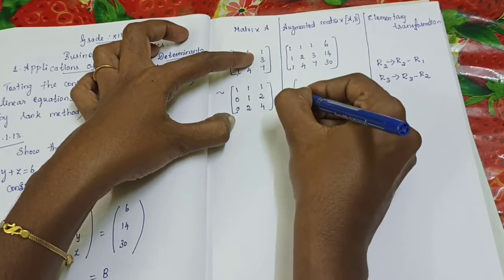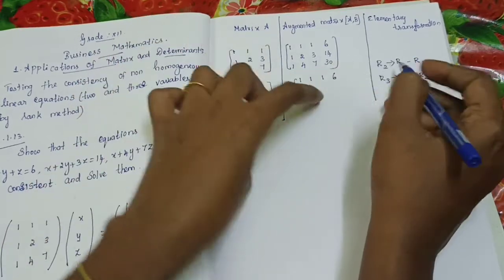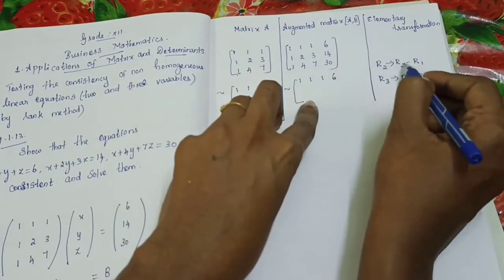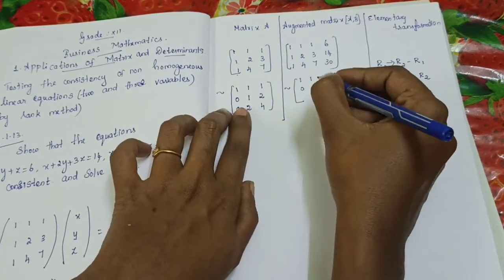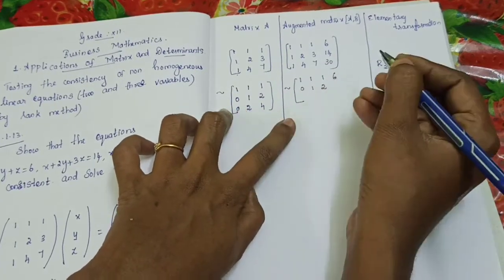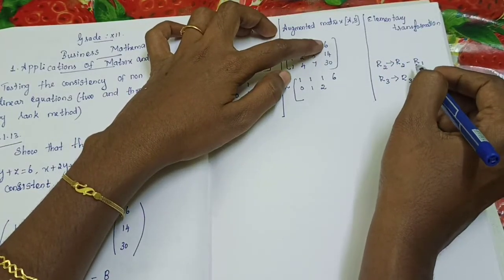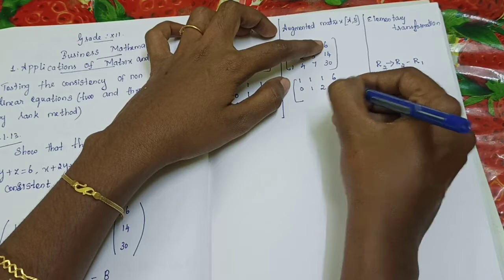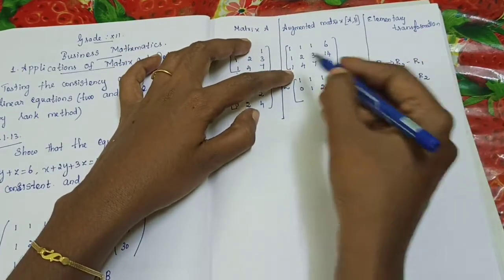So the same thing you need to apply here also. The first row has no change. For the second row, how do you need to change it? R2 implies R2 minus R1. The first three entries are the same: 0, 1, 2. So R2 minus R1: 14 minus 6, how much will you get? 8. Yes.